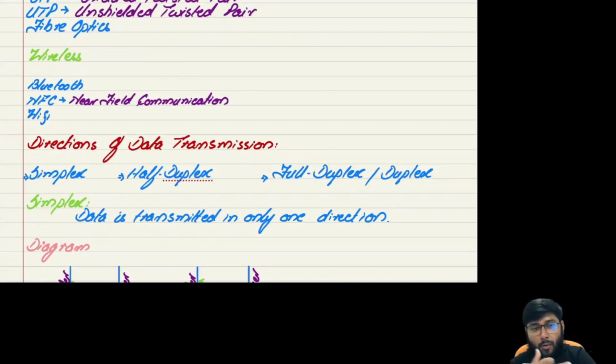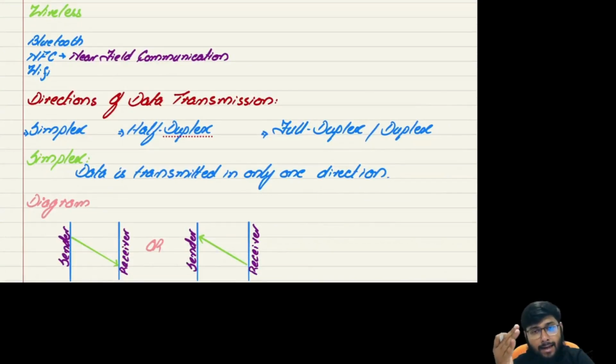For example, right now in the class there are students and there is a teacher. In this class, only the teacher is allowed to speak, and the students are not allowed to speak. This is known as simplex. Similarly, in another class, only students are allowed to speak and the teacher won't be allowed to speak. Again, this is a simplex transmission, because in a single scenario data can be transferred from only one side. It cannot be transferred from the other side.